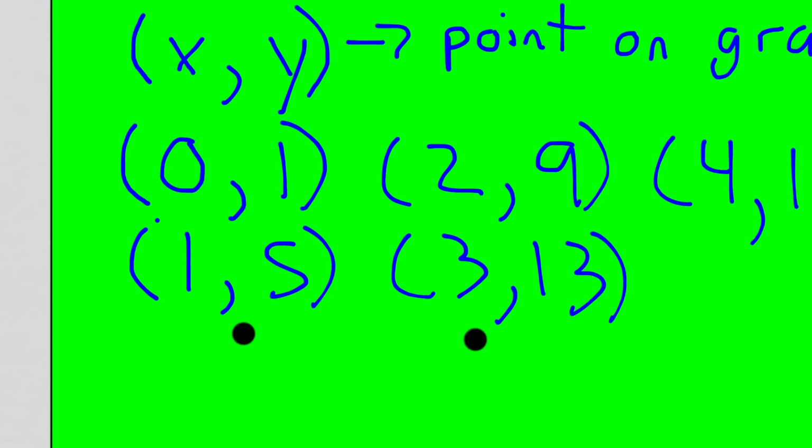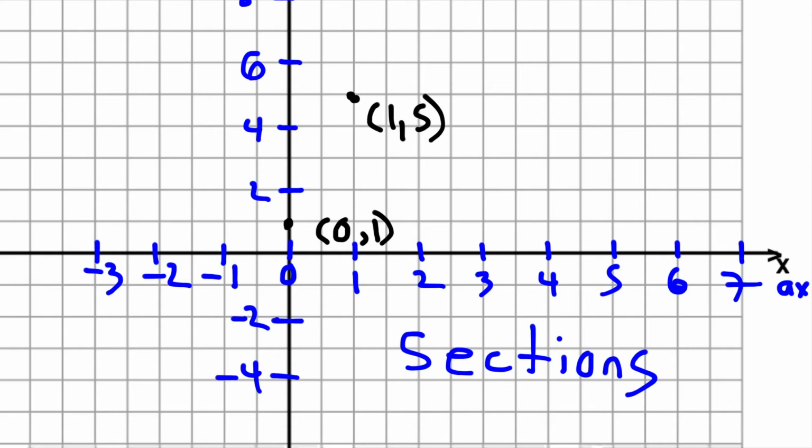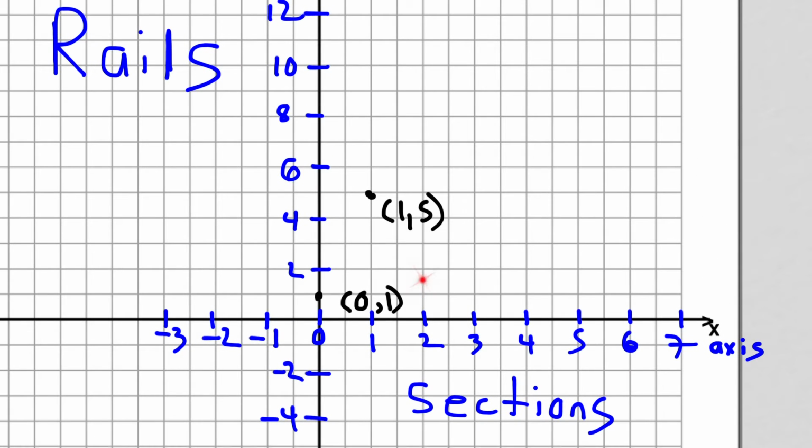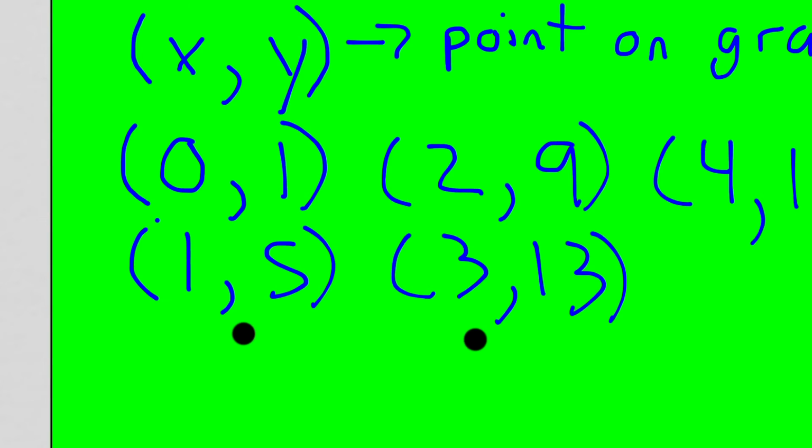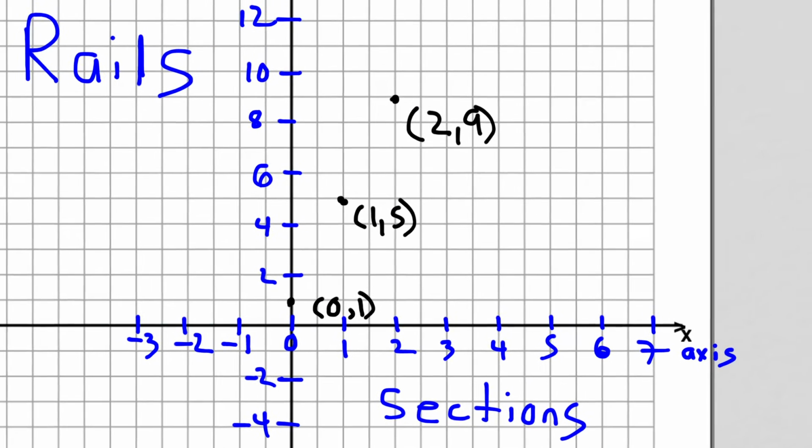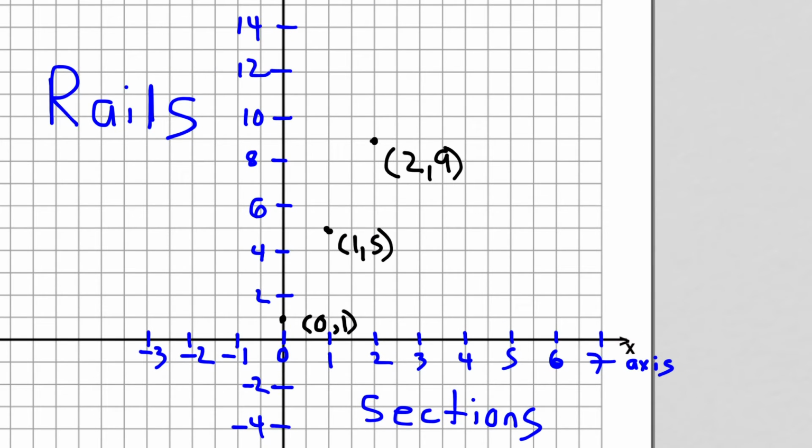Now my next point is 2, 9. So I'm going to start at the origin. I'm going to go across 2 on the x, and I'm going to go up 9 on the y. And right in between the 8 and the 10 is the 9. I'm going to put 2, 9 right there. Okay, my next point is 3, 13. So I'm going to start at 0, go across 3, and up 13 on the y.